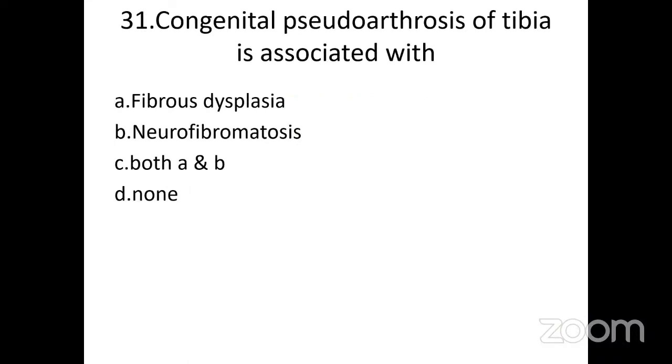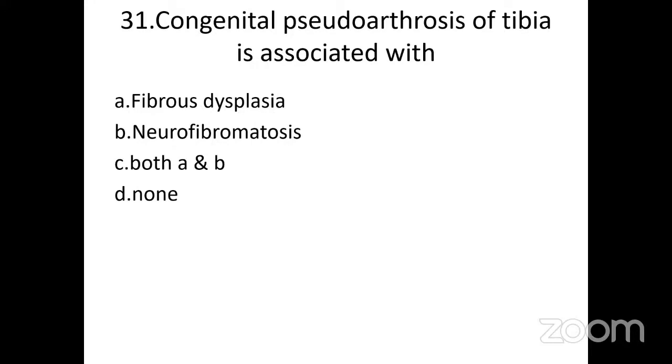Congenital pseudoarthrosis of the tibia is associated with what? It is associated with fibrous dysplasia. It's a very rare disease, but it's very difficult to treat also. Congenital pseudo means false joint. Pseudo means false, and arthrosis means a joint. So it's a false joint.